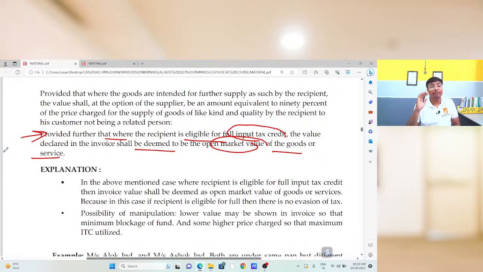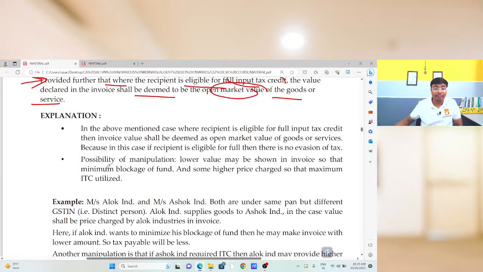So we need to take care of it. Okay. So the possibility of manipulation is there. Lower value may be shown in the invoice so that there is minimum blockage of funds and some higher price is charged to transfer, and maximum utilization of input tax credit. That is what the manipulation is.